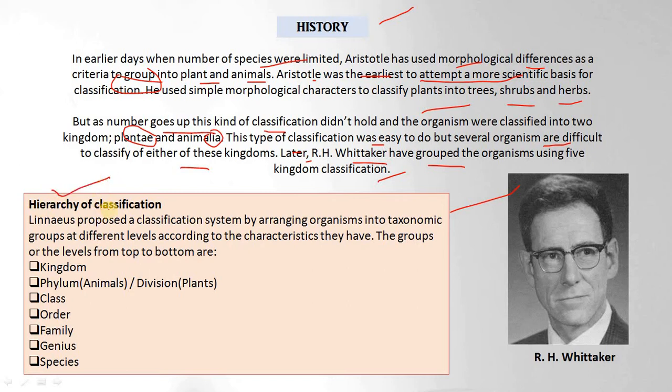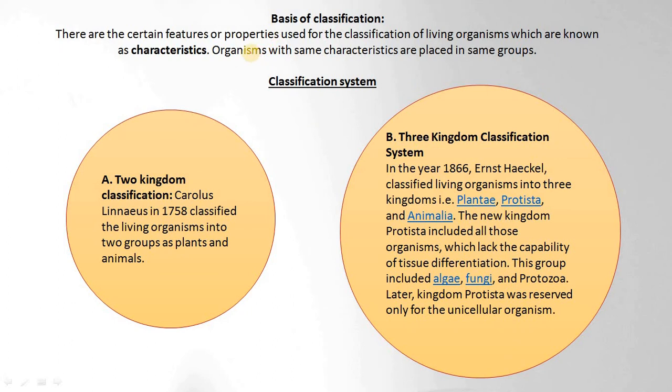Here comes the hierarchy of the classification as described previously. You can sum it up from here. Coming to the basis of classification, the classification is done on the basis of the characteristics and morphology. The two-kingdom classification was proposed by Carolus Linnaeus in 1758. It classified organisms into two groups, the plants and animals.